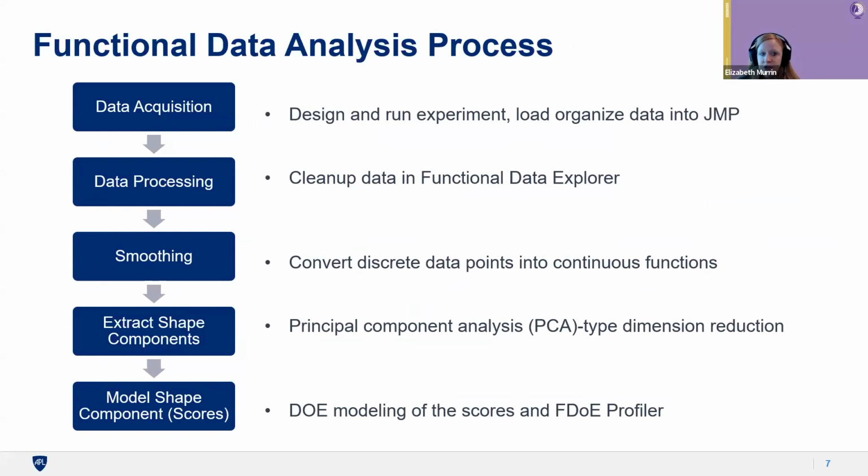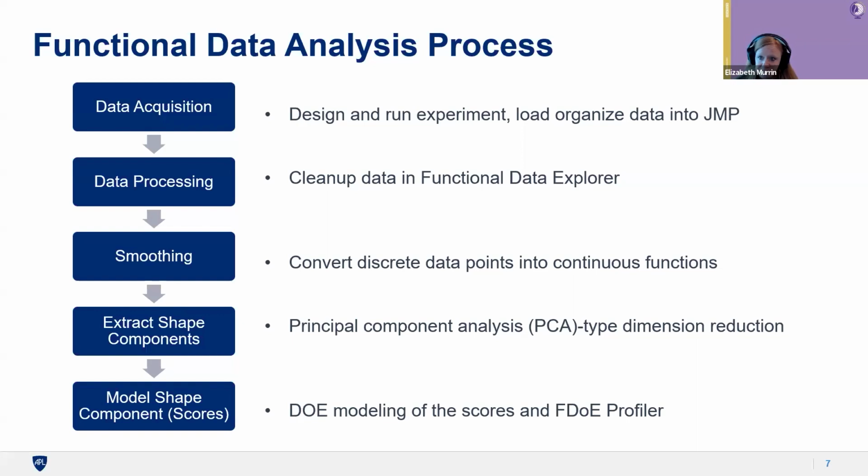And then we move next into the data processing phase. Within JMP, there is an option in their functional data explorer to do any cleaning of our data. We didn't necessarily need to do this, but if you had say anomalies, outliers, negative values, anything that you needed to do any cleaning of your data, there's an opportunity to do that within the tool there.